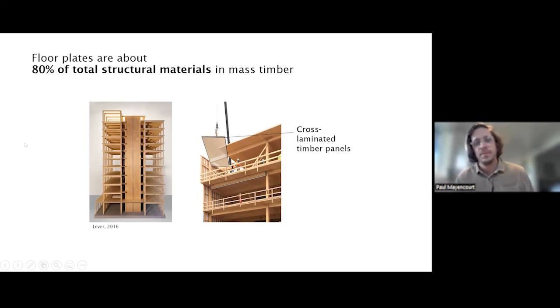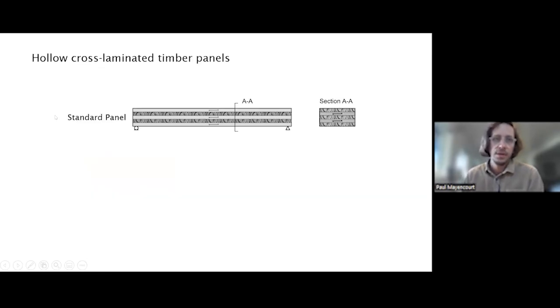And beams and columns are about 10 to 15%, depending on what kind of structural system is used laterally and the size of the building. But in a lot of cases, the cross-laminated timber panel that is considered so convenient is also what is contributing so much to the cost of the building. So the research looked at how we could optimize this panel to be more materially efficient.